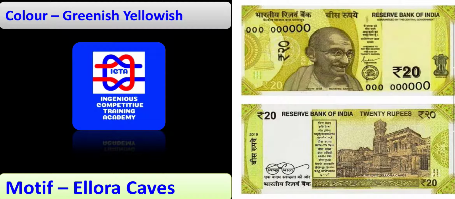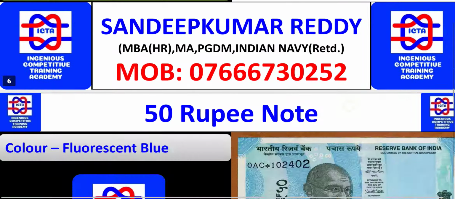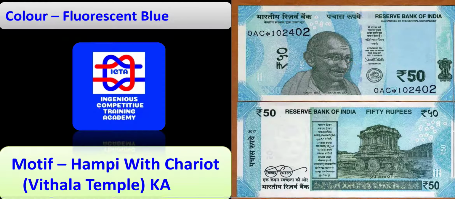These are located in Aurangabad district of Maharashtra, built by the Rashtrakuta kings. The Ajanta and Ellora caves are located in Aurangabad. And we have the 50 rupee note, whose color is fluorescent blue. You can see on the right side the motif, Hampi with the chariot. This is located in Hampi in the Vitthala temple complex. The Hampi chariot is located in Karnataka. You can see here the fluorescent blue of the 50 rupee note.